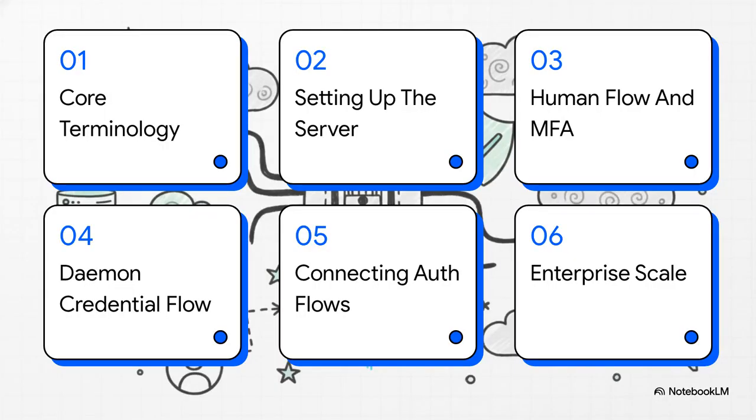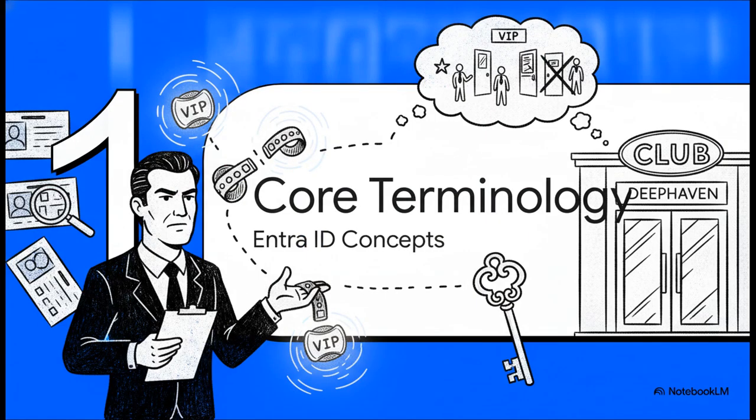Here is our blueprint to give you a mental map of the architectural journey ahead. We'll hit Entra ID core terminology, setting up the server, the human flow with MFA, the server daemon credential flow, connecting those auth flows, and finally, enterprise scale with AD groups. Let's get to it. Section 1, Entra ID core terminology.